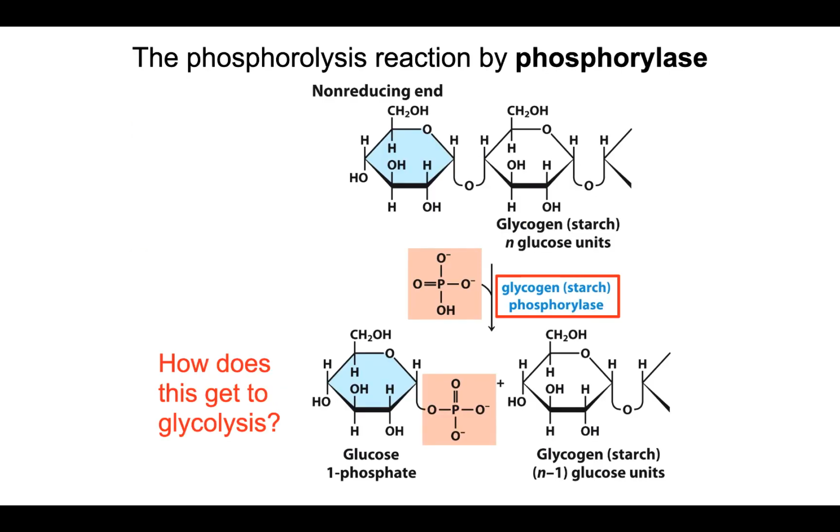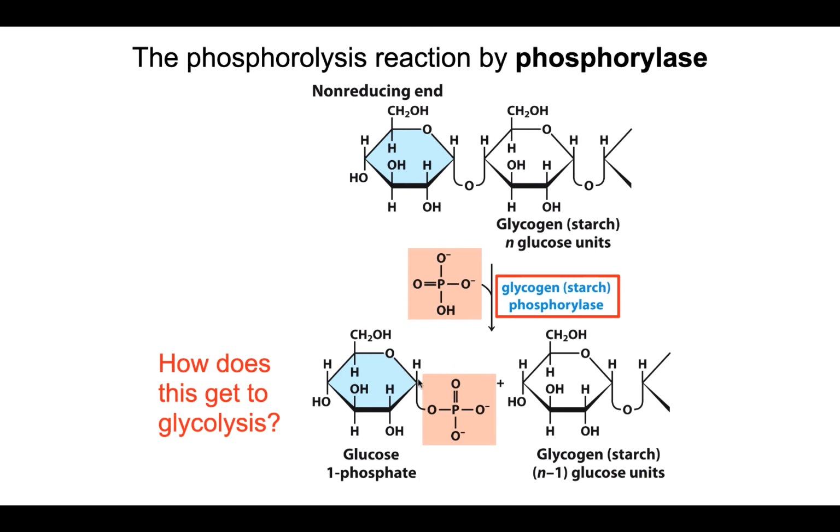If we look at that reaction a little bit more closely, what we see here is that our glycogen or starch phosphorylase uses this inorganic phosphate that's floating around. Notice it's not coming from an ATP molecule. It attacks the glycosidic bond between the last glucose of the non-reducing end of glycogen, and the product is glucose 1-phosphate.